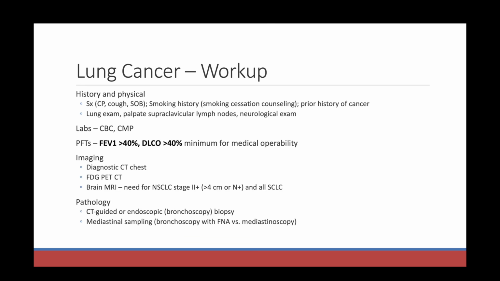What are some unique aspects of lung cancer workup? Just your typical lung symptoms like chest pain, cough, shortness of breath. If they're having any dysphagia, weight loss, if they're having hoarseness, that could be an indication of tumor involving the recurrent laryngeal nerve branch of the vagus nerve. Always think about their smoking history and talk about smoking cessation counseling if they've had any prior history of cancer. And then exam, pretty straightforward, but doing a lung exam, palpating for any supraclavicular lymphadenopathy.